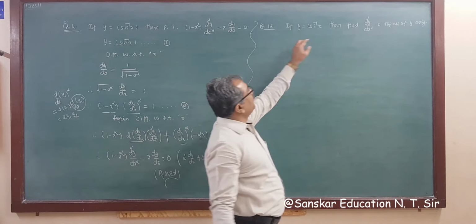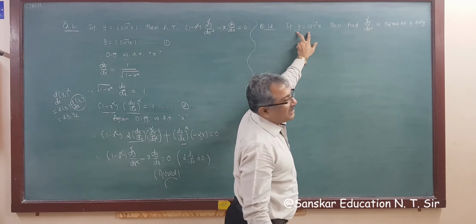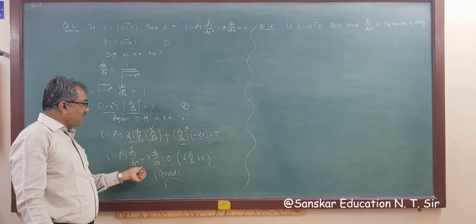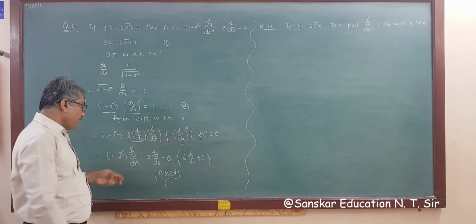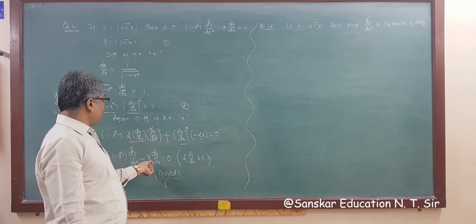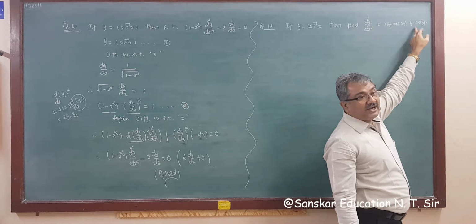So what is given here? y is equal to cos inverse x. Right? So if we start with this, then our answer is this: (1 minus x square) into y2 minus x dy by dx equal to 0. But here the answer has x square and also x. Now what is given here? We have to find it in terms of y only.